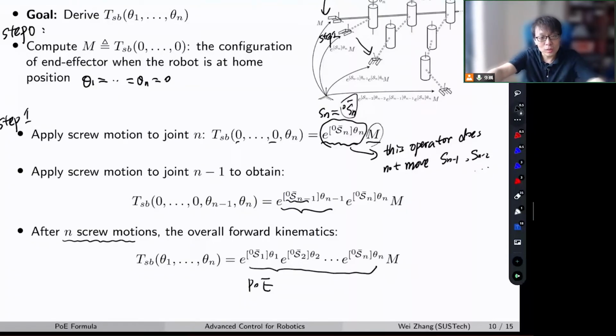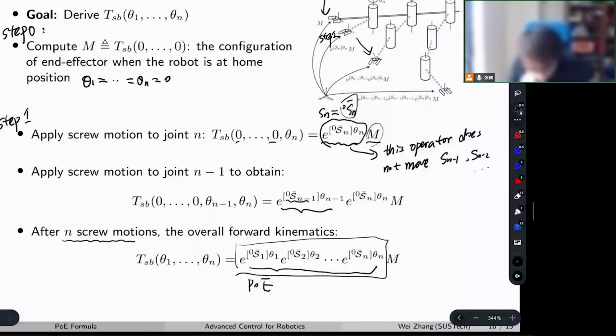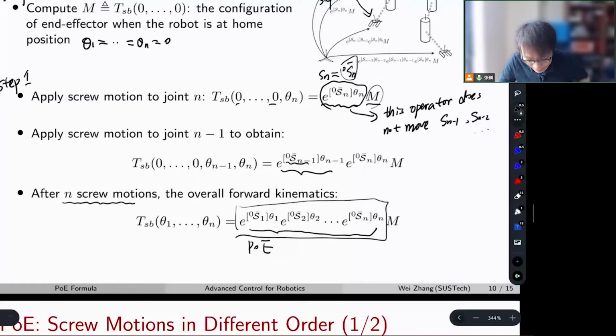The coordinate remains the same. It's still S n minus 1 bar. You keep applying backward, and it will not affect anything. So we will have a numerical formula like the forward kinematic formula like this. I hope that's clear.